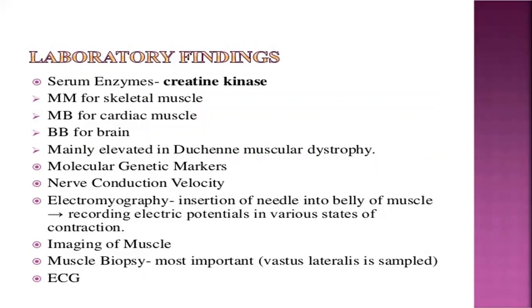What tests do we perform to confirm or exclude the diagnosis of neuromuscular disorder? The different enzymes involved, like CPK: MM for skeletal muscle disease, MB for cardiac muscle, BB for brain. It is mainly elevated in Duchenne muscular dystrophy. The molecular genetic marker has to be checked. Nerve conduction velocity should be checked. Electromyography involves insertion of a needle into the belly of a muscle and recording electrical potential in various states of contraction. Imaging of muscle, and confirmation is of course by muscle biopsy, the most important, for example of the vastus lateralis. ECG to look for cardiac muscle involvement in the particular disease process.